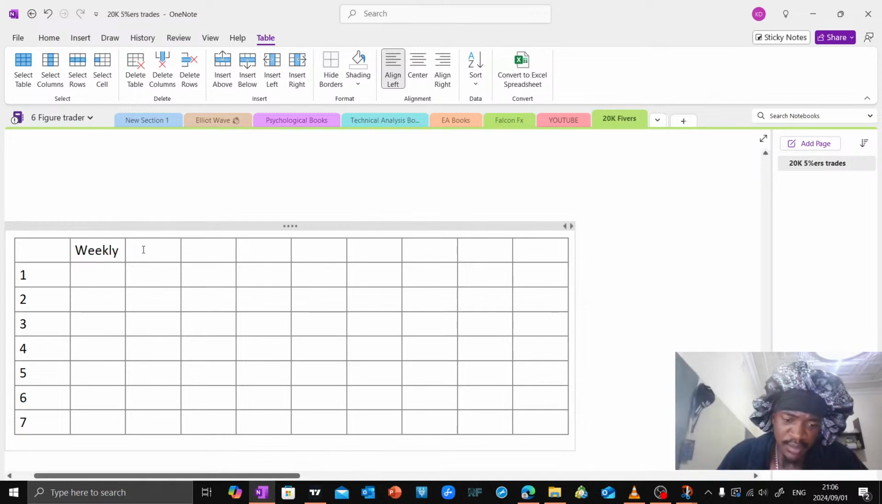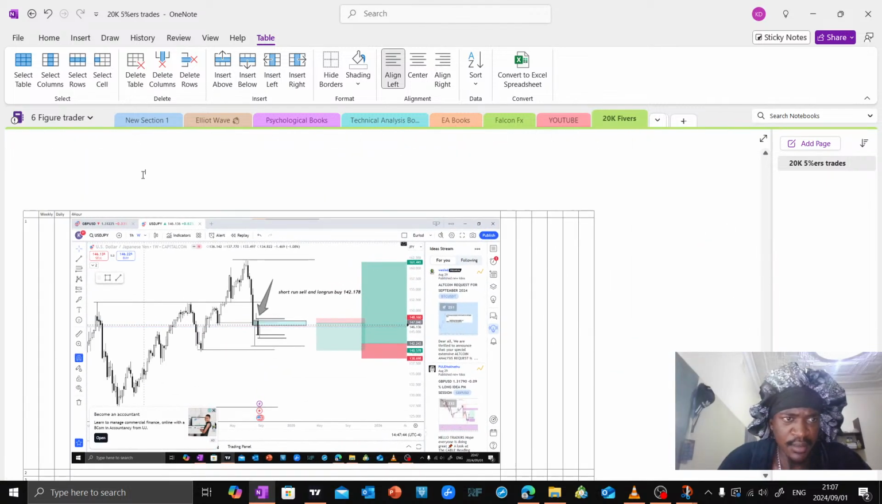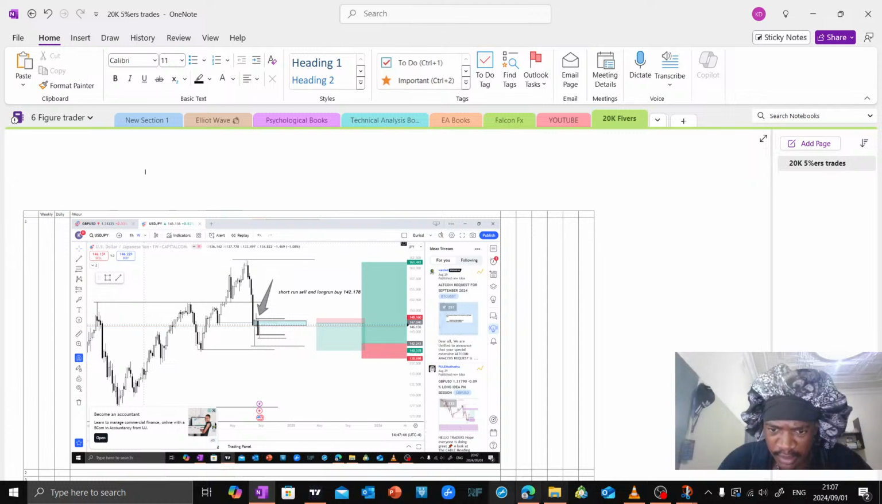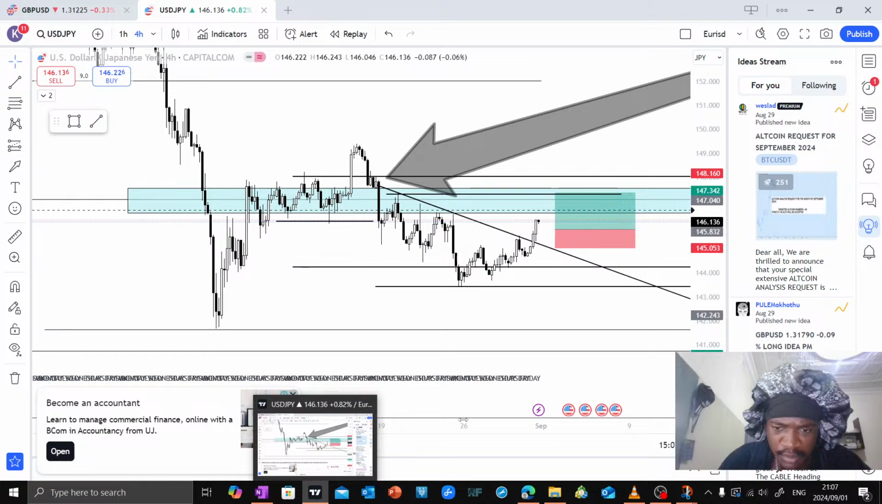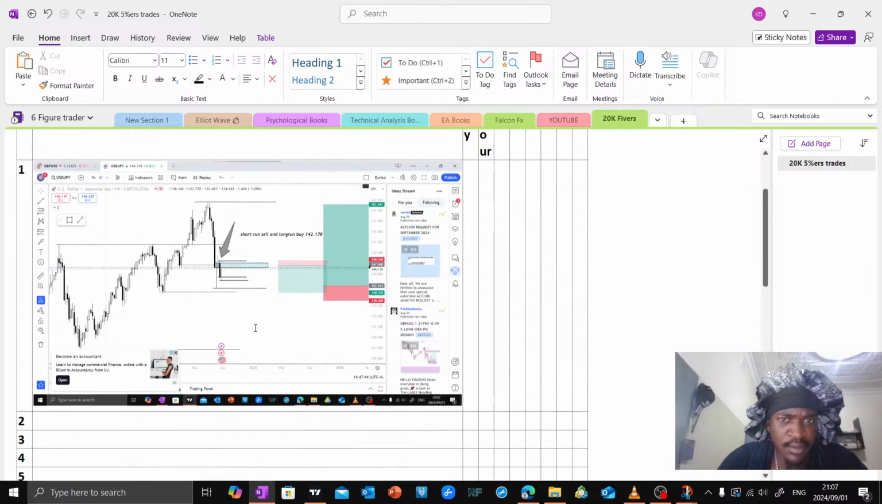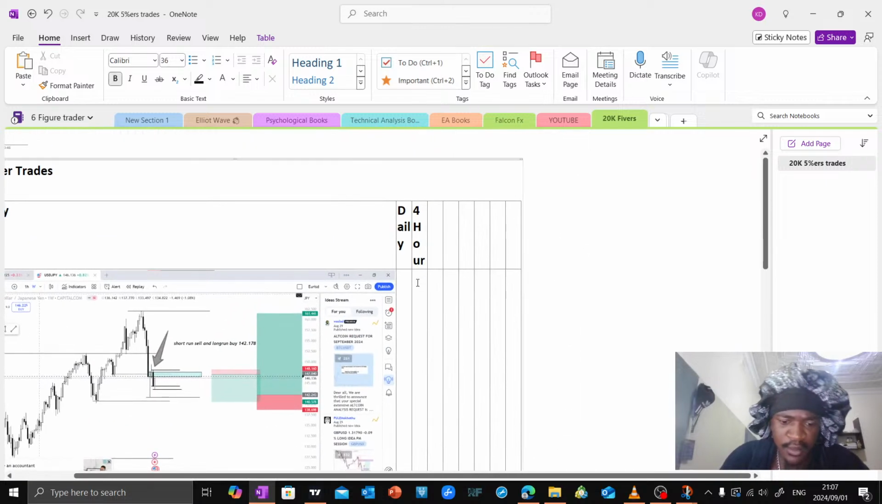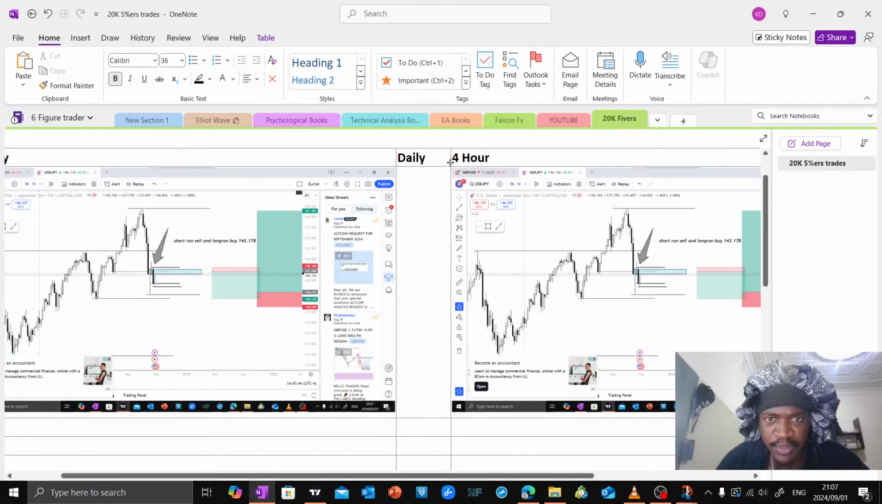So I go weekly, daily, four hour. So this time frame is the four hour for the USD. So we put it right there, and then we go back here. Well, this is for the pound, in fact. I put it in the wrong place. It's supposed to come here, four hour. The daily didn't change much, so we won't put anything there.